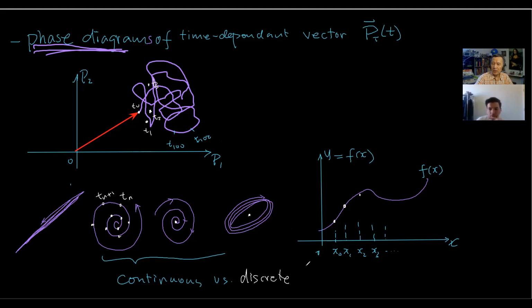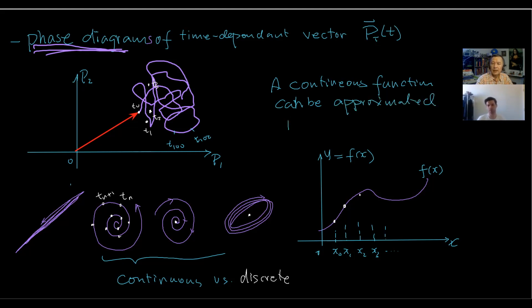Or in other words, we can approximate a continuous function. A function can be approximated by using a discrete function. That is an important idea in mathematics.